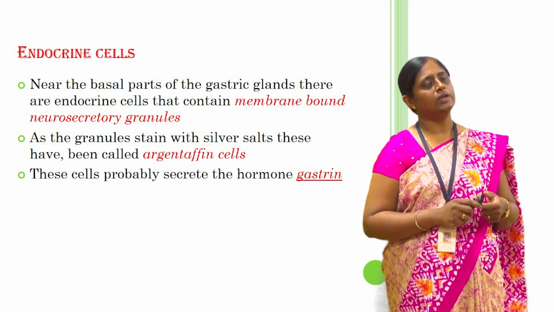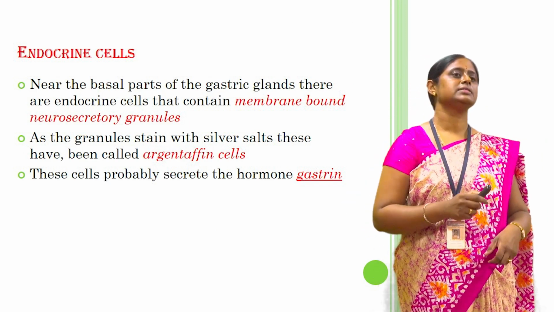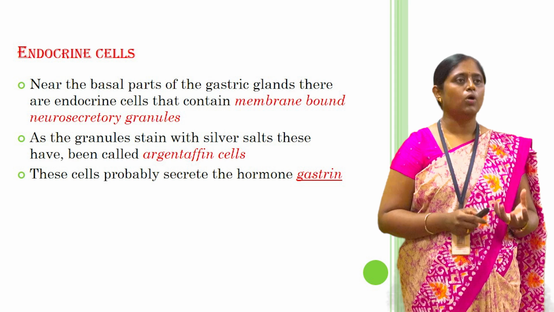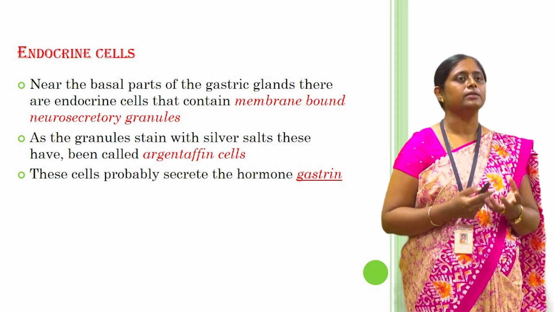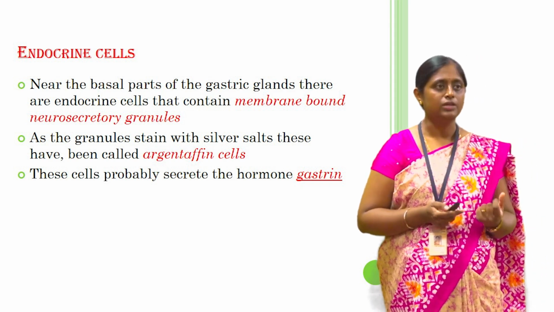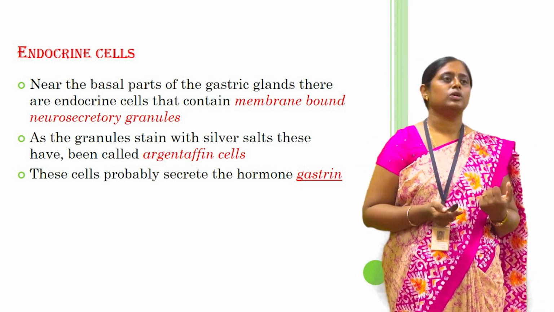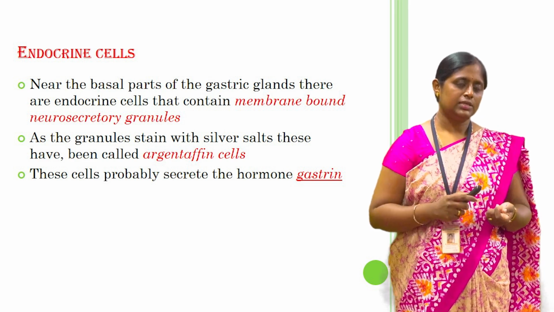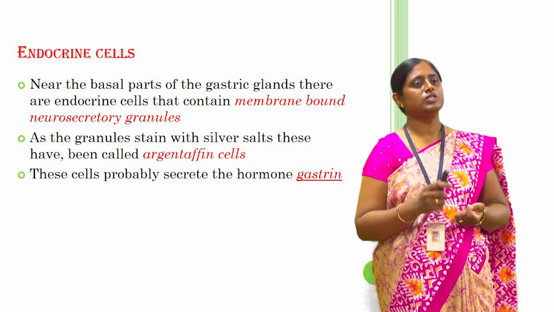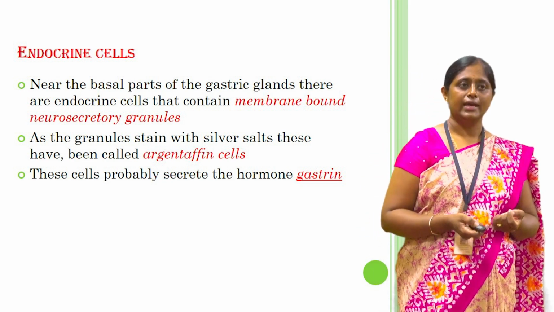Then come the endocrine cells. They contain membrane-bound neurosecretory granules. As they take up the silver salt staining, they are also called argentaffin cells. These endocrine cells are mainly responsible for the secretion of gastrin.